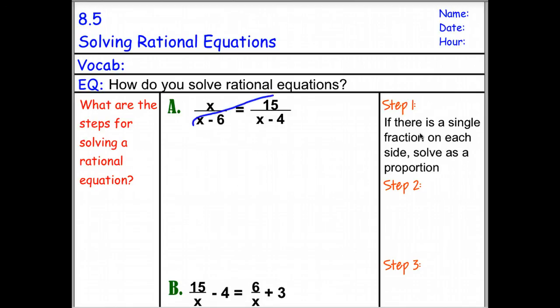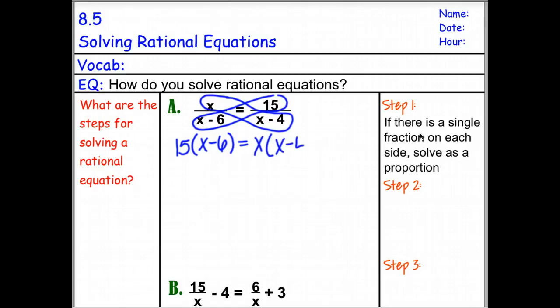So we have this times this equals this times this, which means we have 15 times x minus 6 equal to x times x minus 4. And then you can go ahead and solve it as you would for x. So 15 times x is 15x. 15 times negative 6 is 90. X times x is x squared minus 4x.